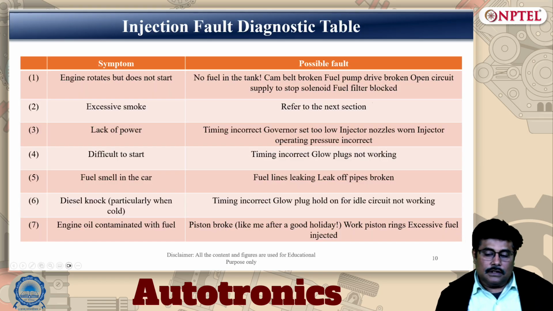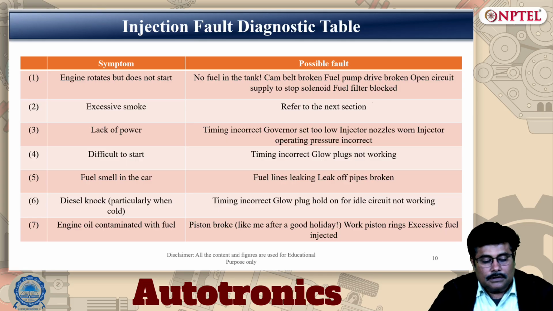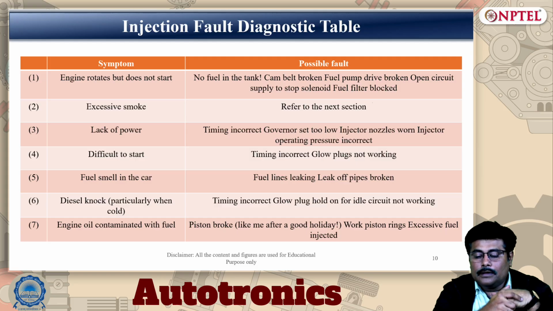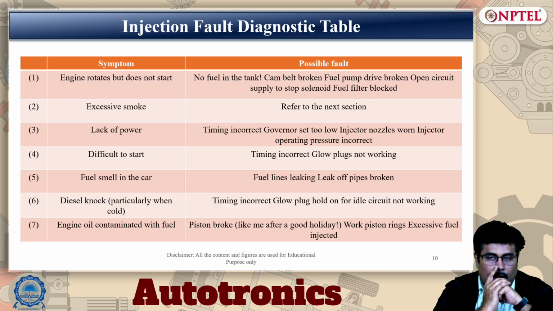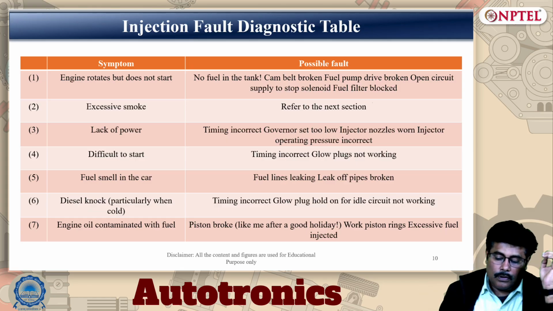Now, let us discuss the injection fault diagnostics table. In this table, the first symptom is that the engine rotates but doesn't start. There it is supposed that there is no fuel in the tank, the cam belt is broken, the fuel pump drive is broken, there is an open circuit supply to the stop solenoid, or the fuel filter is blocked. Next, if excessive smoke is coming, it refers to incorrect timing, the governor set too low, or worn out injector nozzles.